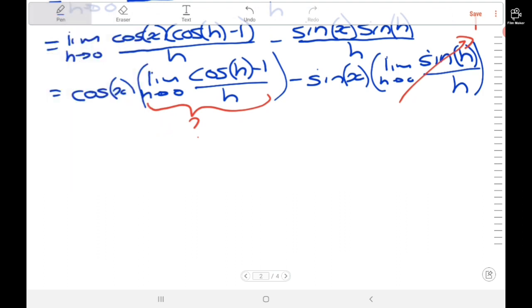So what can we do with this? Well, if we just directly tried to plug in h equals 0, we would get 1 minus 1 divided by 0. So this would be 0 over 0. So that's not going to work. And given that we have cosine minus 1, one thing we could do is multiply by cosine plus 1 on both the numerator and the denominator. So let's try that and see where we get.